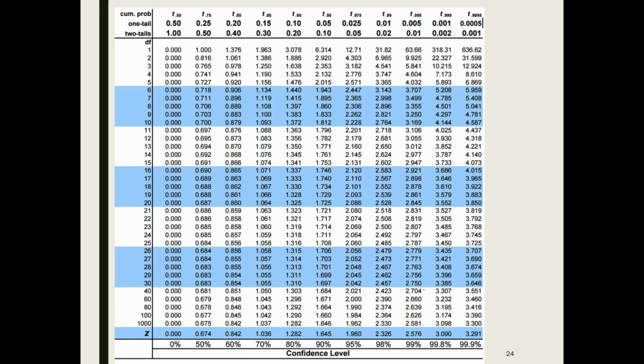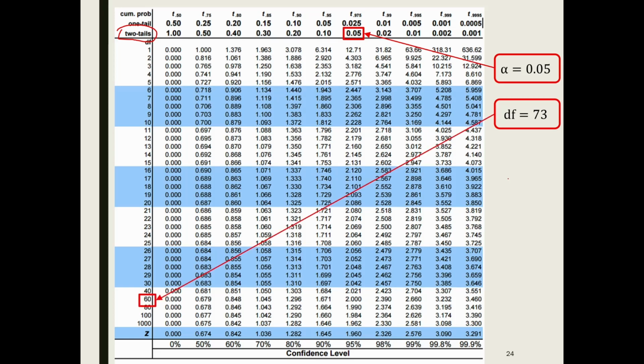Then you can pull out your t-table. First of all, alpha level 0.05, degree of freedom 73. We find the two-tailed column here, right? Two-tailed, 0.05 alpha level. Degree of freedom 73. There is no 73, but we can use 80 or 60. It doesn't matter which one, they are all pretty close. So in this example, let's use 60. You will see the t value is going to be 2.000. So the t-critical will be 2.000.